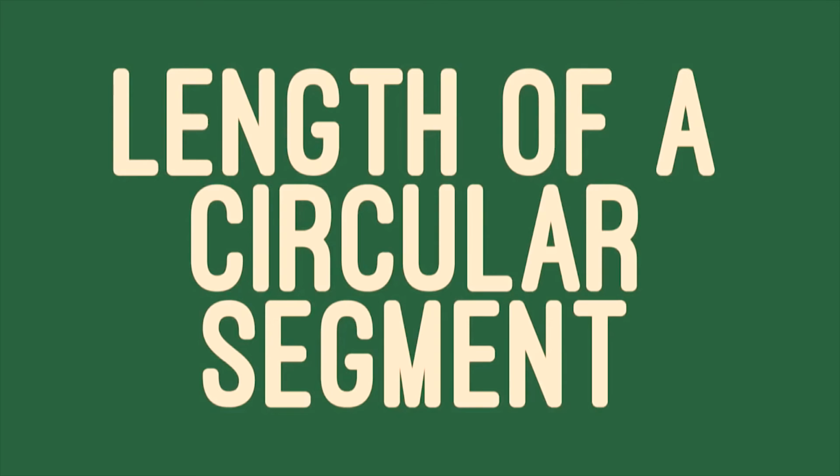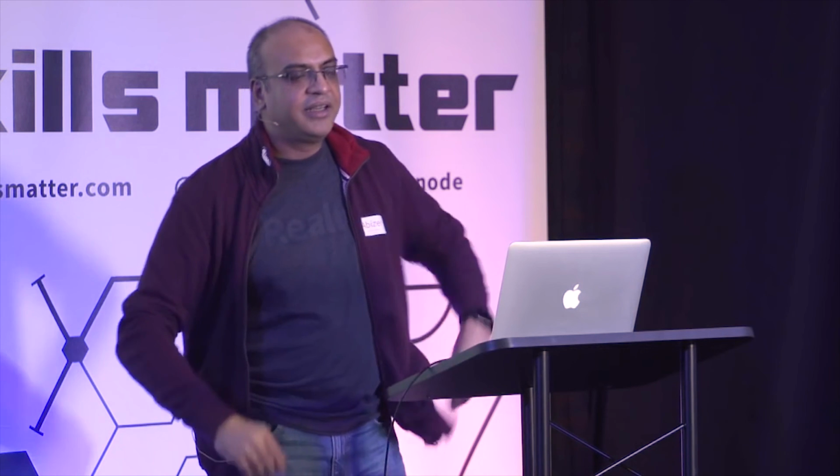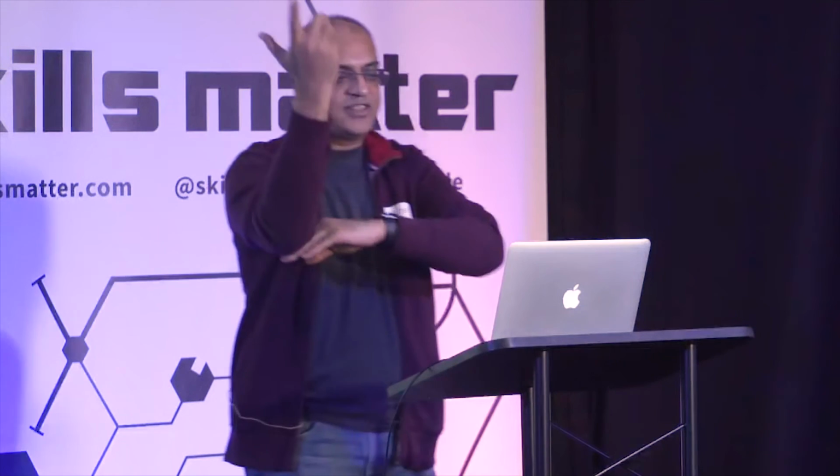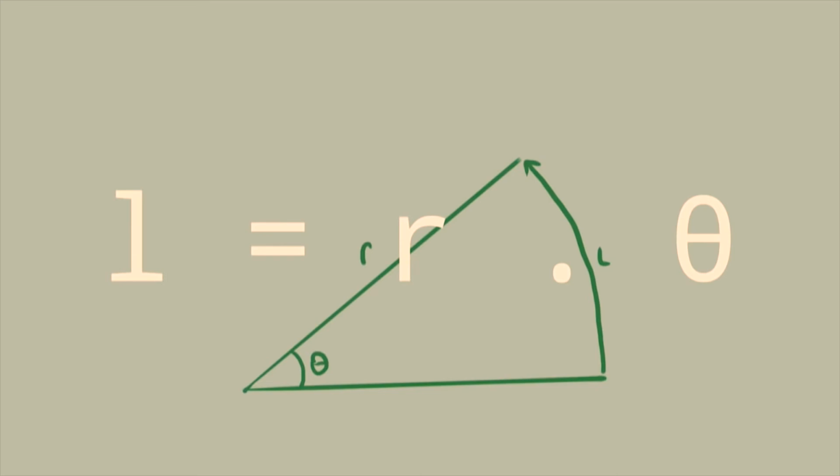So you want to write a function. You want to take the length of a circular segment. What's a circular segment? Well, you've got two lines. You sweep out a radius, and it's this distance here. So it's L. In case you've forgotten your maths, it's a simple formula. L is basically the radius times the angle.